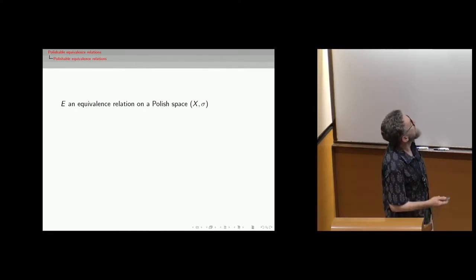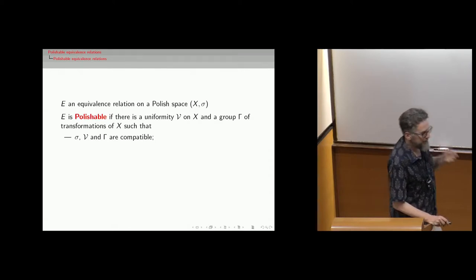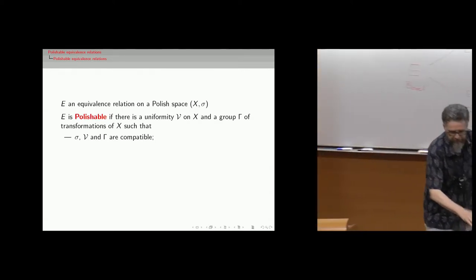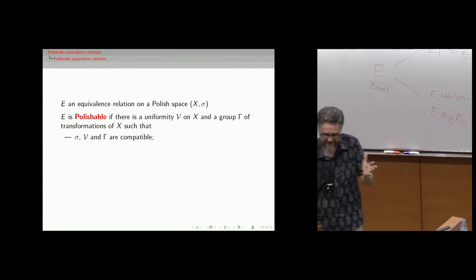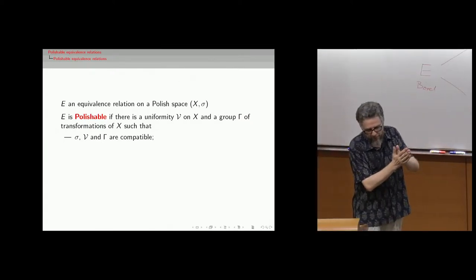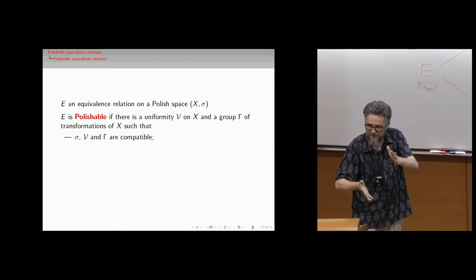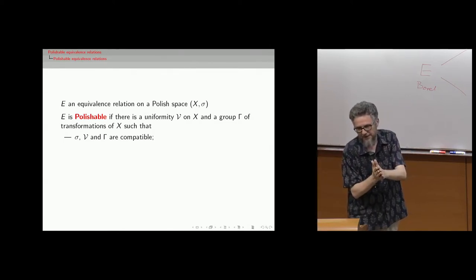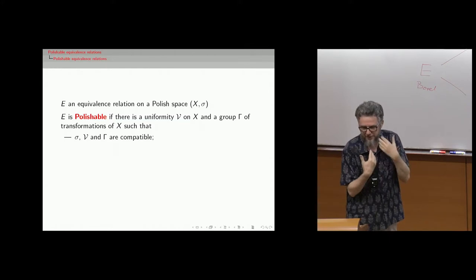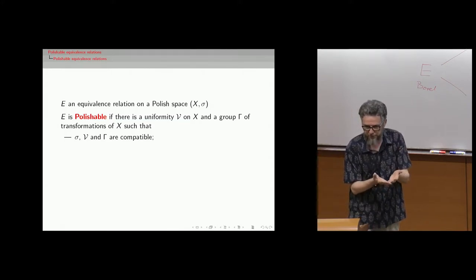If I have an equivalence relation on a Polish space (X, sigma), when I want to call it Polishable, what has to happen is that I should have a Polish topology given on each equivalence class. There should be a Polish topology. This will give us a notion of smallness, maybe meagerness, with respect to this Polish topology.